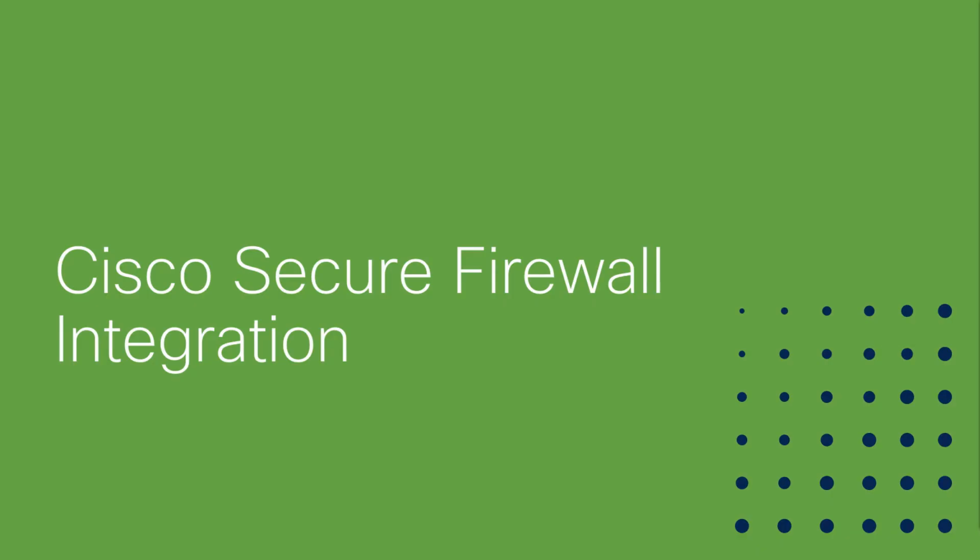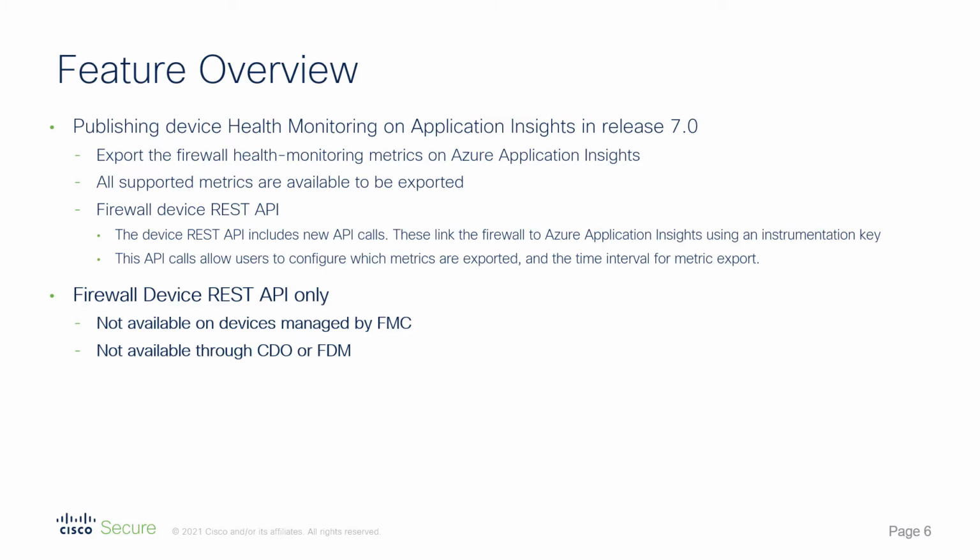Now, how does the Cisco Secure Firewall integrate with Azure Application Insights? In the 7.0 release, we have introduced that bit of code into our Cisco Secure Firewall. And the health monitoring metrics can be exported to Azure Application Insights. In order to do this, we've added to the REST API. These added API calls will configure the firewall to communicate with Azure Application Insights.